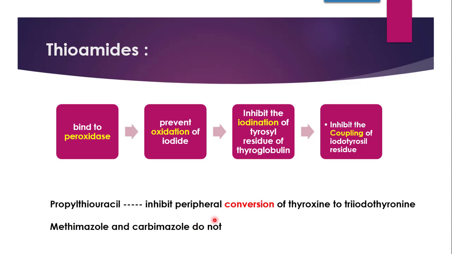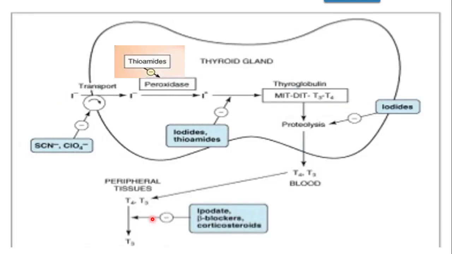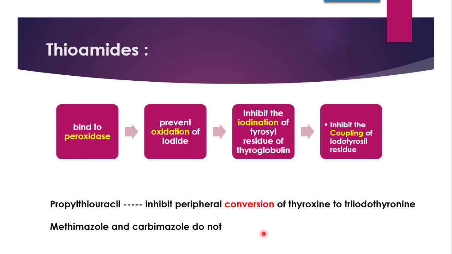Propylthiouracil will also have an additional action, that it will inhibit the peripheral conversion of thyroxine to triiodothyronine. That means it will inhibit the conversion of T4 to T3. Now here, the peripheral tissues will convert T4 to T3, so this step will get inhibited by propylthiouracil. Whereas this action, inhibiting the conversion of T4 to T3, is not shown by methimazole and carbimazole.